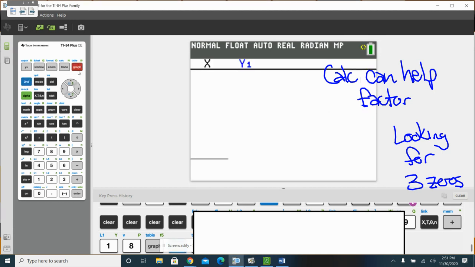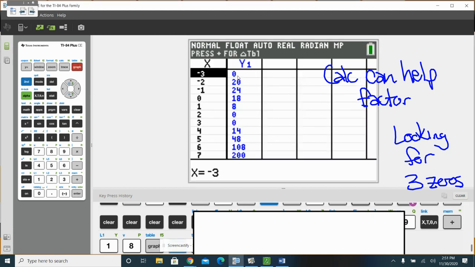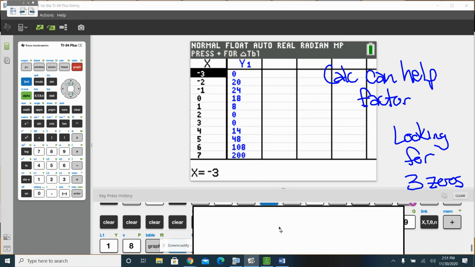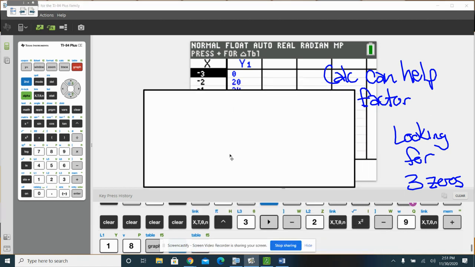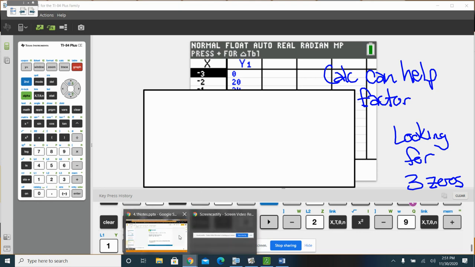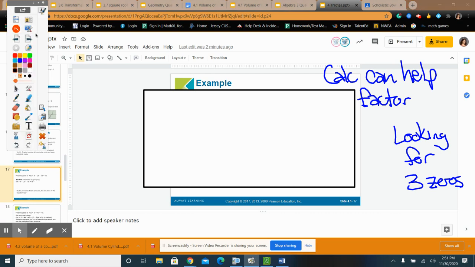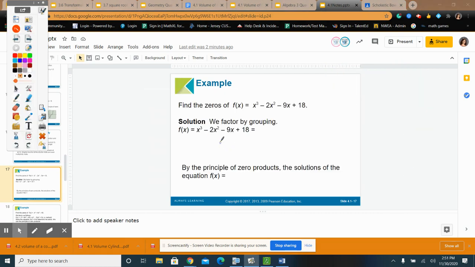Sometimes if you go to the table, if you could see all 3 zeros, and I can here at -3, 2, and 3, that's even quicker. Or you could do second calculate 0. So I have -3, 2, and 3. Let's clear this up here. So I get -3, 2, and 3.